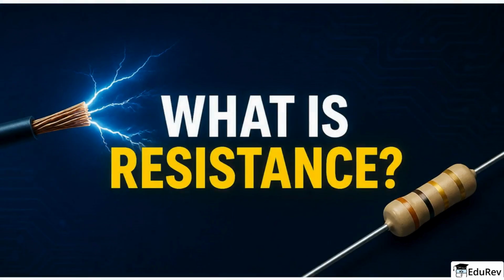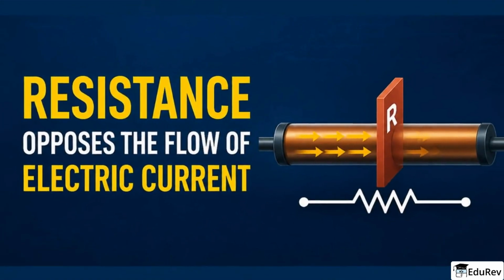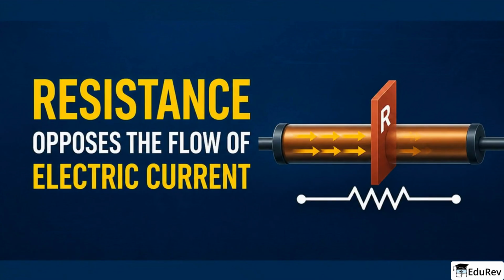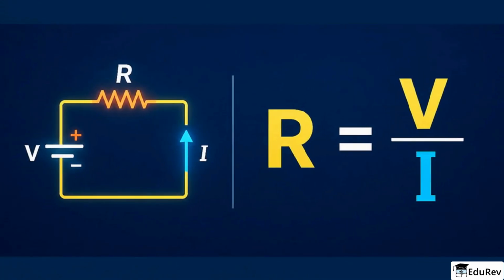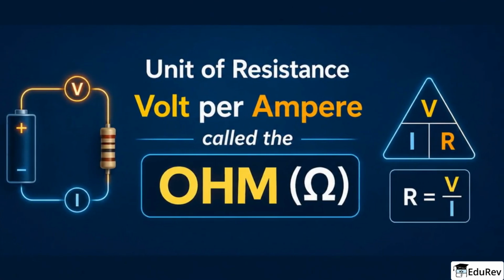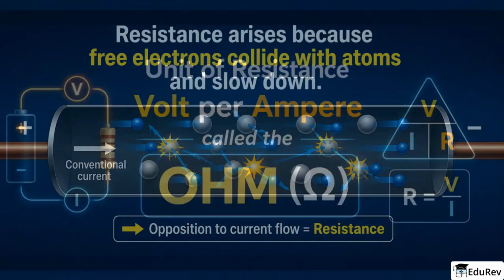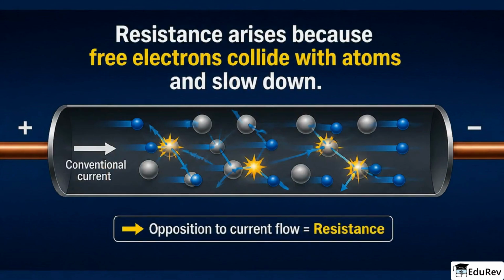First, what is resistance? Resistance is a property of a conductor that opposes the flow of electric current. We can measure resistance by dividing the potential difference by the current. So R equals V divided by I. The unit of resistance is volt per ampere, which we call the ohm. Resistance comes because free electrons collide with atoms and slow down.